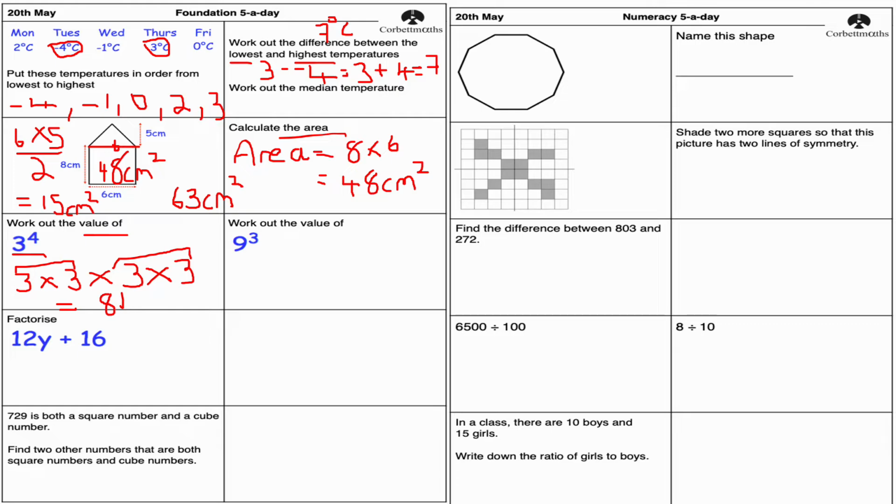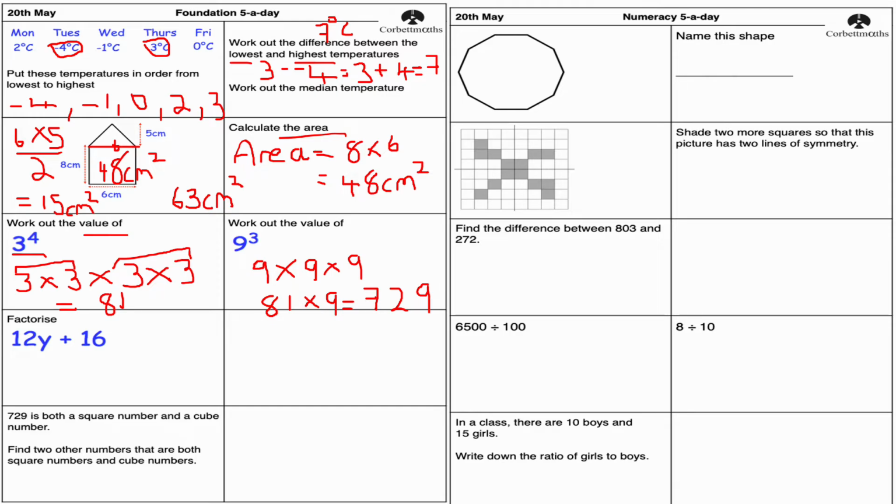Next question, guys. Work out the value of 9 to the power of 3, or 9 cubed. That just means 9 times 9 times 9. Well, from the previous question, we know that 9 nines are 81. So it's 81 multiplied by 9, which is 729. You can use long multiplication or short multiplication to work it out. 1 times 9 is 9, 80 times 9 is 720, 720 plus the 9 is 729.